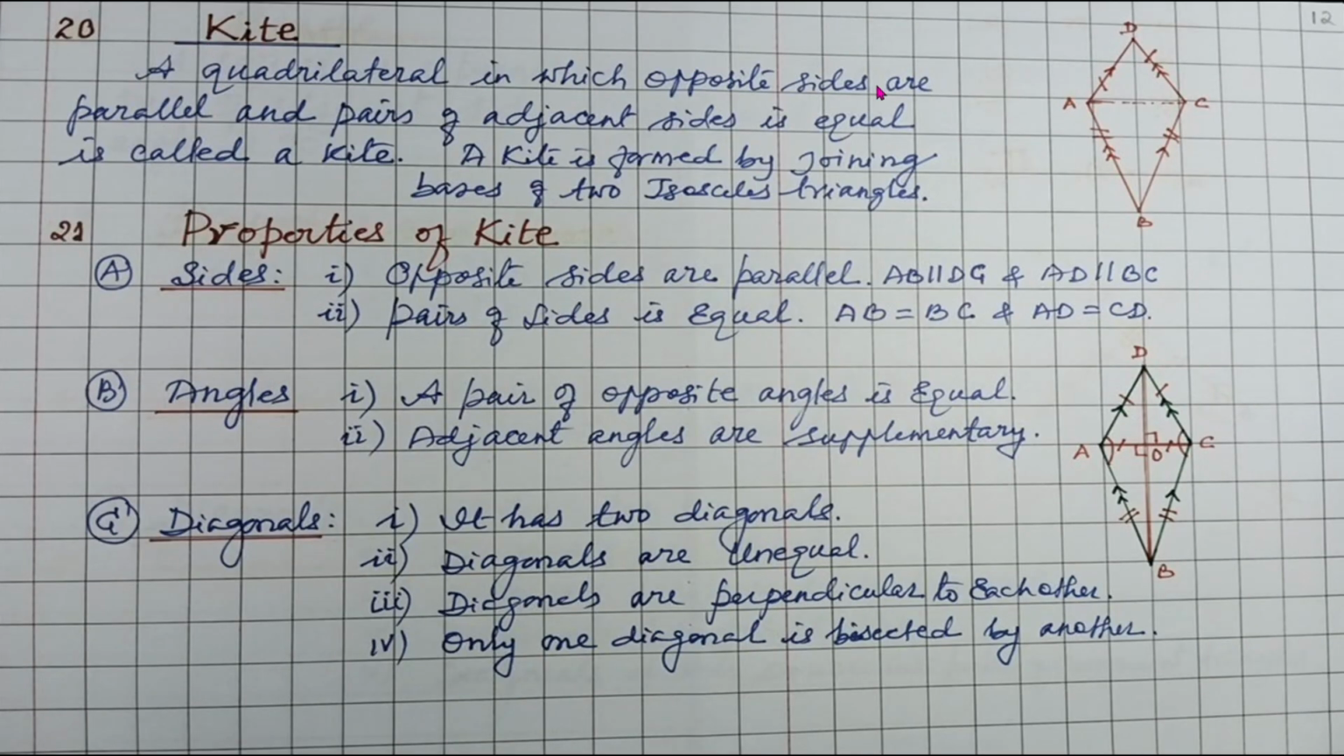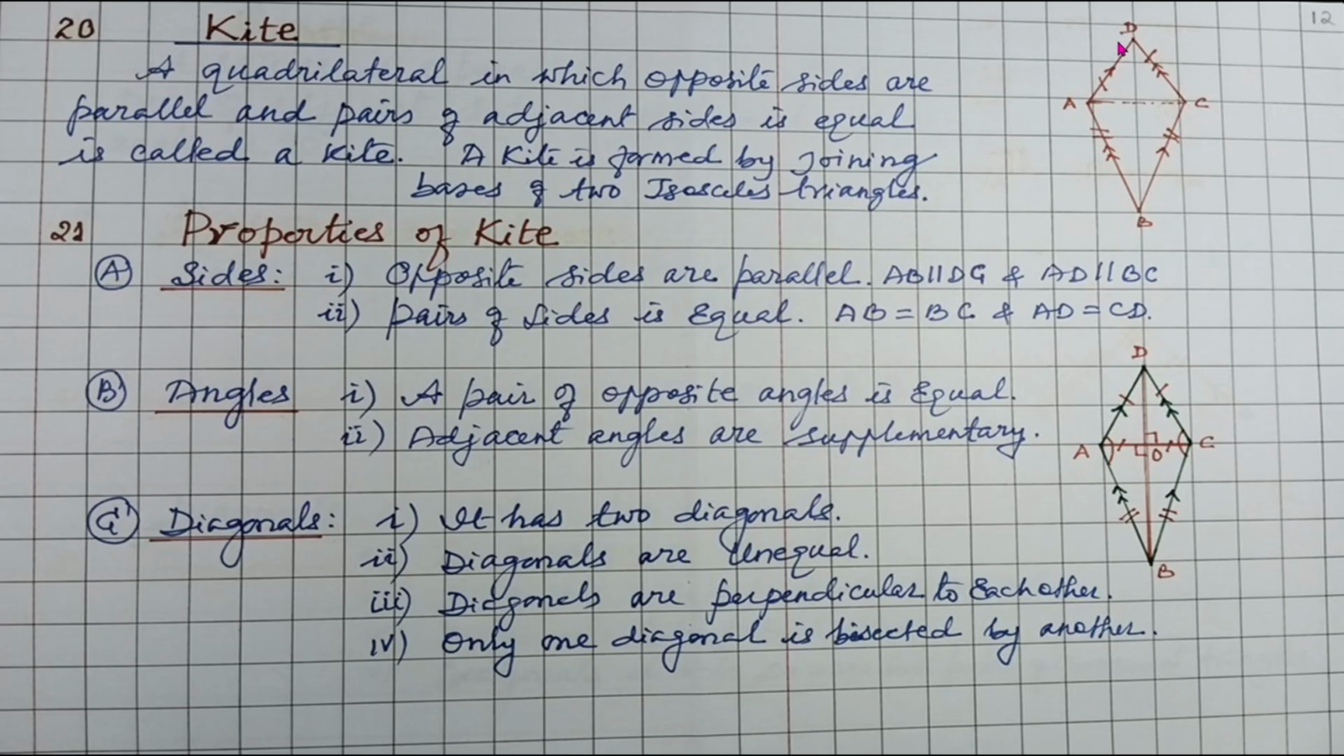A quadrilateral in which opposite sides are parallel and pairs of adjacent sides are equal is called a kite. Therefore, in this quadrilateral, we have AB parallel to DC, BC parallel to AD, and AD equal to CD, and AB equal to BC. So this is not a parallelogram but a kite. Opposite sides are parallel but adjacent sides are equal. So please remember that. A kite is formed by joining bases of 2 isosceles triangles.